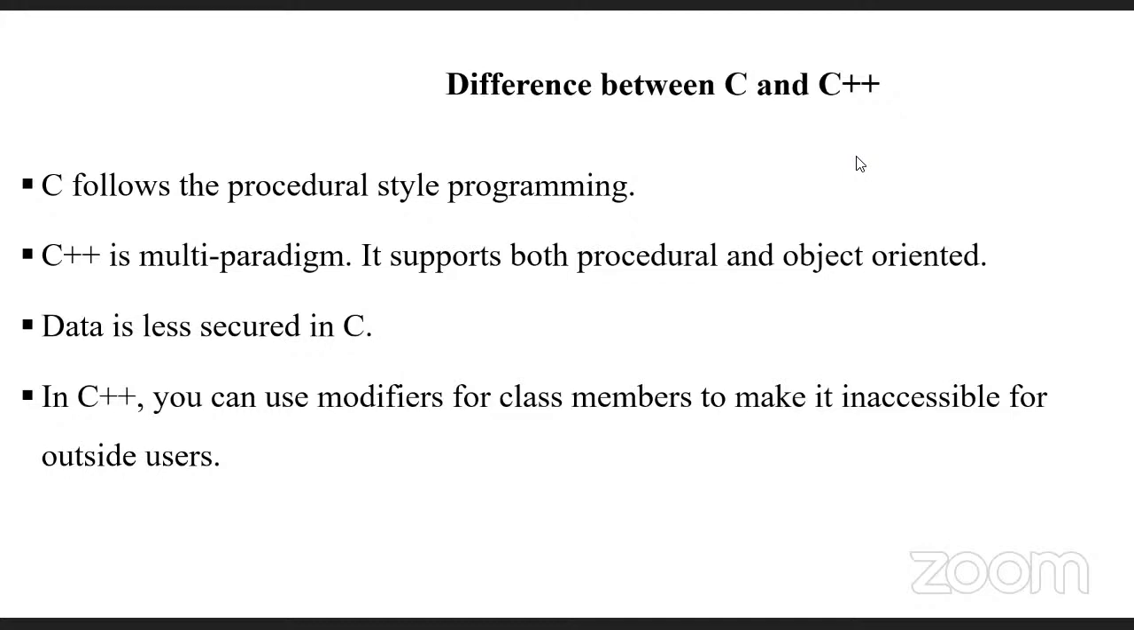Next difference: in C programming, data is less secure. If you write code in C, it is very less secure, and anyone can take your code. In C++ there are access modifiers: public, private, and protected. When you use a private member, no one can access your data. So this is one difference.